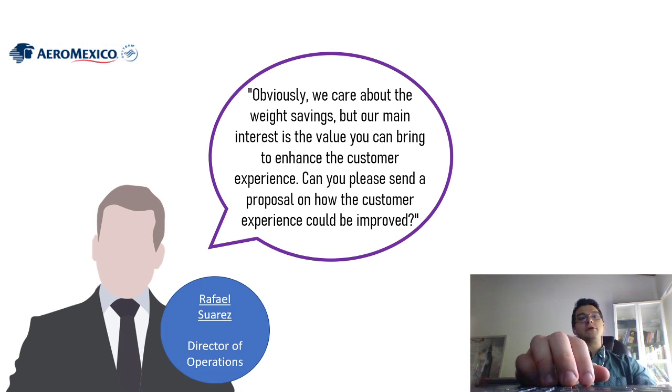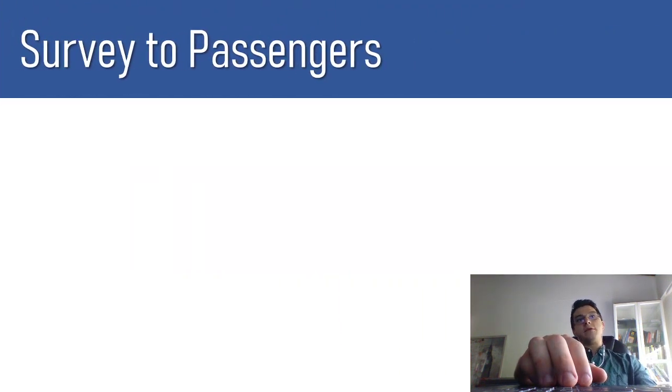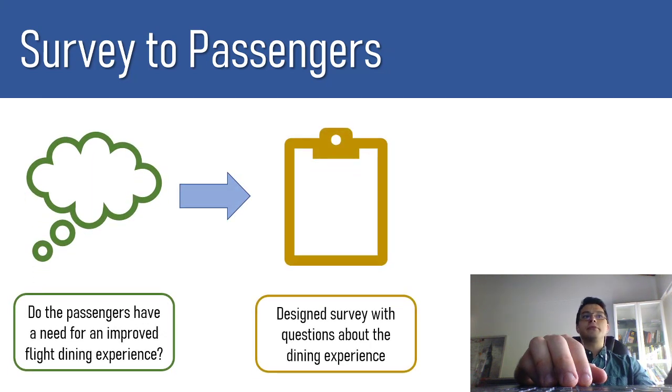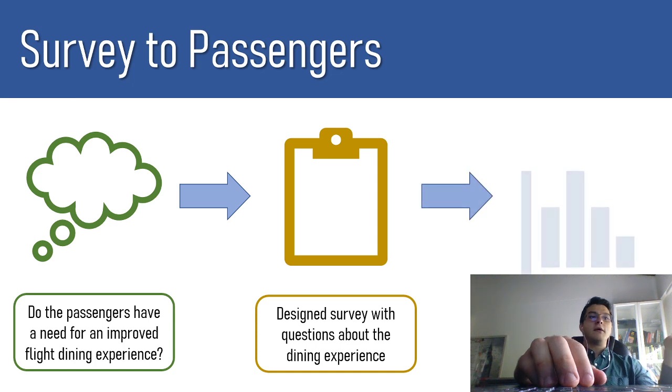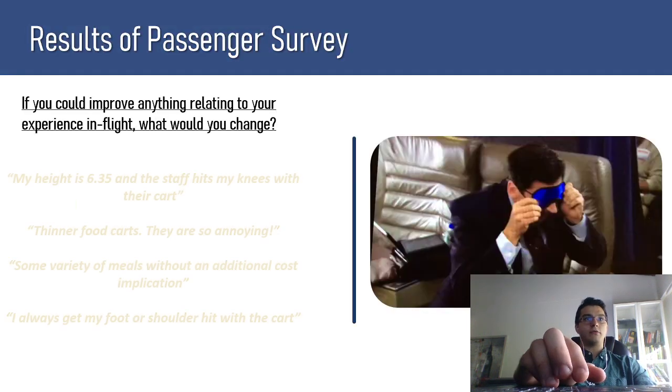What the director of operations said was, we care about the weight savings, but our interest is what you can bring to the customer experience. So can you please send a proposal on how customer experience could be improved? But we had no data about passenger preferences. So what we did was we surveyed passengers, and we created this Google survey. Later on, I'm going to explain why surveys are not good if you use them at first, but are good at later stages. But basically, we asked, do passengers have a need for an improved flight dining experience? We designed a survey, and we surveyed 125 people.